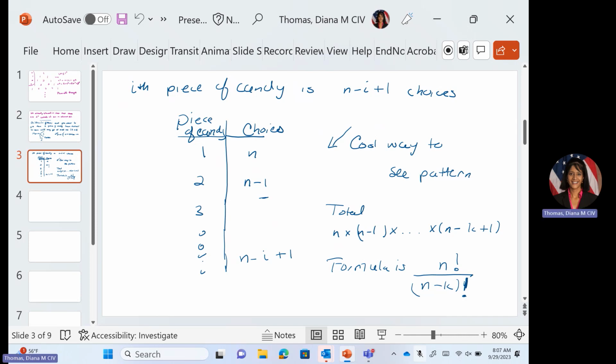Is K the same as I? No, K is not the same as I. I is your runner. So how do you get the formula for the ith one? It's always going to be one less than the number of pieces of candy. When are you going to run out? You're going to run out when you have K pieces of the candy. So it's going to be n minus K plus 1 is your last one. Does this make sense?